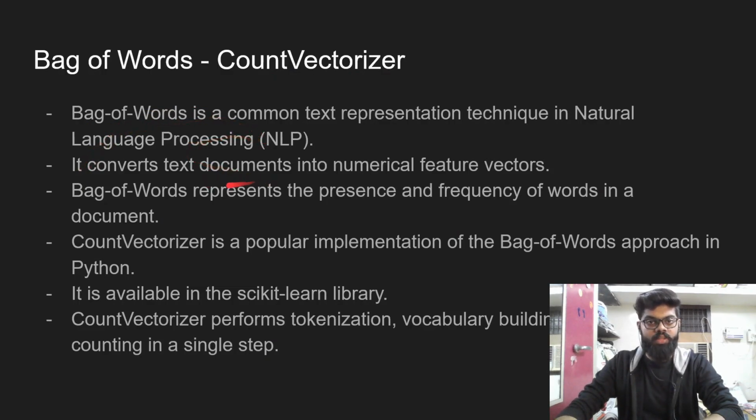What it does is, for every word, it finds the frequency of the word in the document. It just searches and then makes a matrix, a vector kind of thing, for the entire data set. Count vectorizer is available in scikit-learn and uses the bag of words approach. It performs tokenization, vocabulary building, and word counting in a single step.